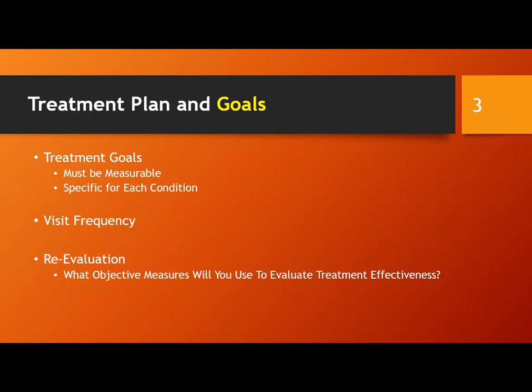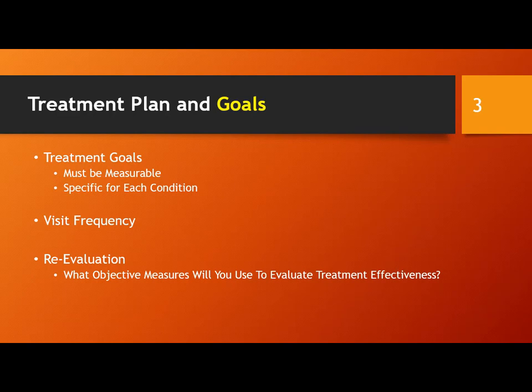For treatment goals, you want to make sure that you've got measurable goals that are specific for each condition. In other words, it's not good enough anymore to say generically, if you're treating the patient for headaches, neck pain, and lower back pain, you can't just say goals are to reduce pain, improve range of motion, reduce muscle spasm. Now we've got to have measurable goals for the headaches, measurable goals for the neck pain, measurable goals for lower back pain. You also want to document on the visit frequency and duration.